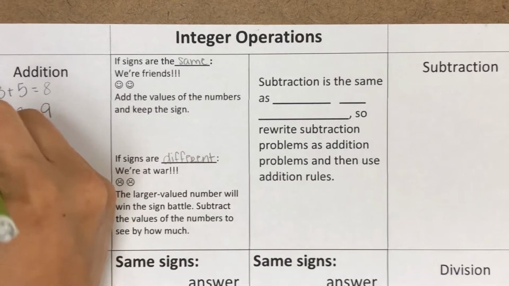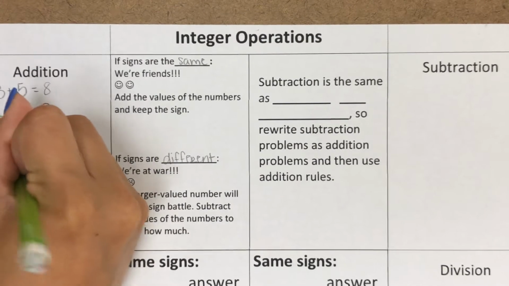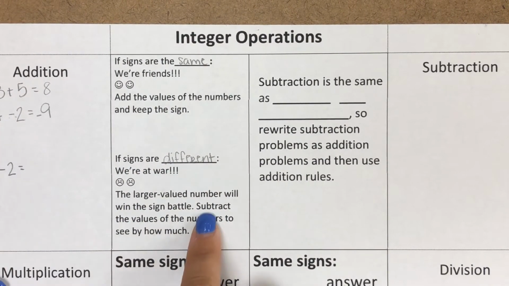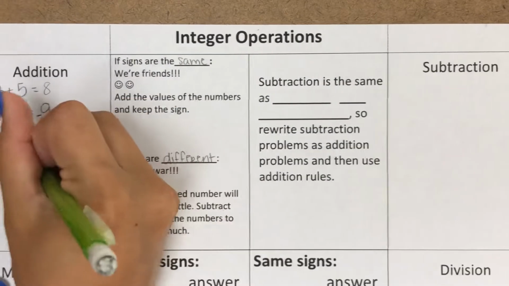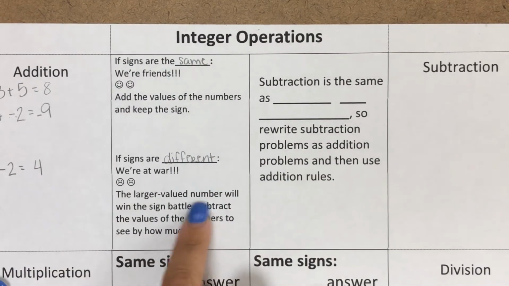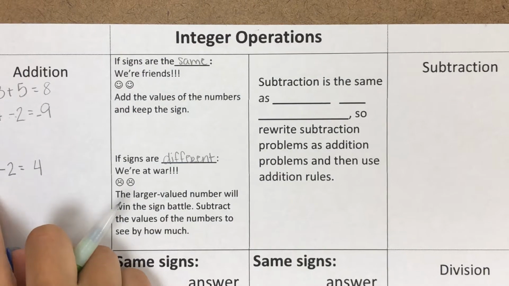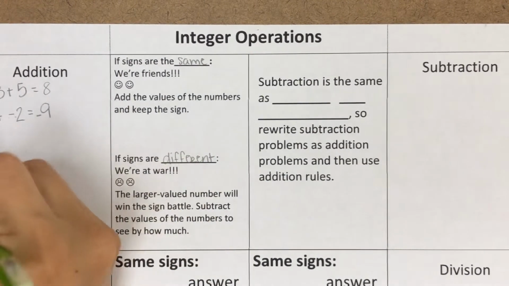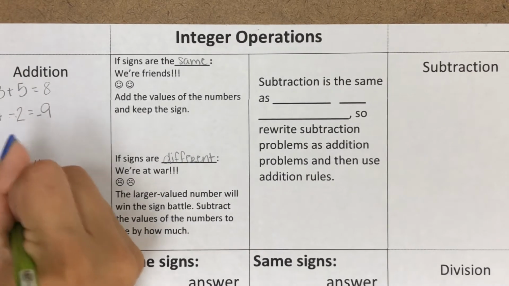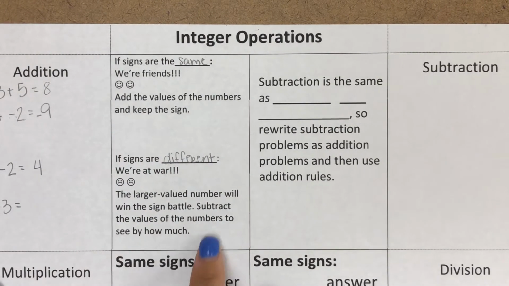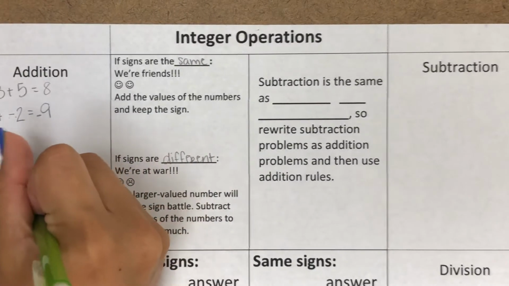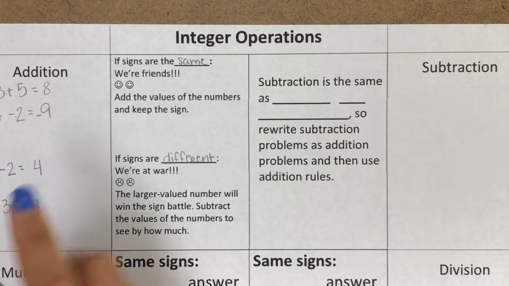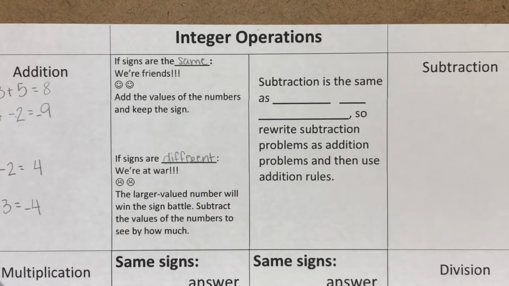So if we had 6 plus -2, we know the signs are different. So we subtract the values. 6 minus 2 is 4. And we keep the sign of the larger value number. 6 is larger than 2, so we keep it a positive 4. Another example would be -7 plus 3. So we know 7 and 3, we subtract them, that would give us 4. And then we keep the sign of the larger value number. 7 is larger than 3, so this would be a -4.